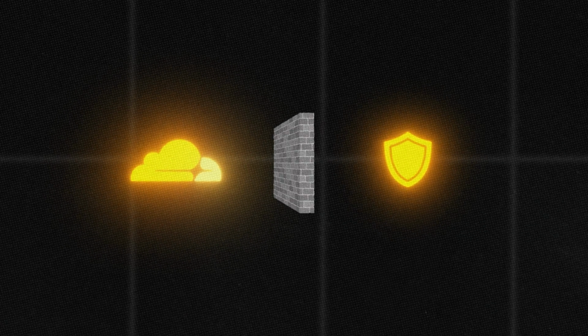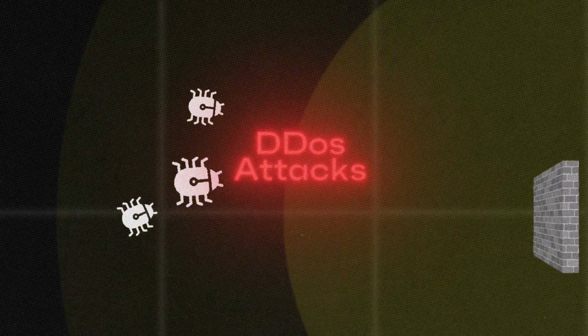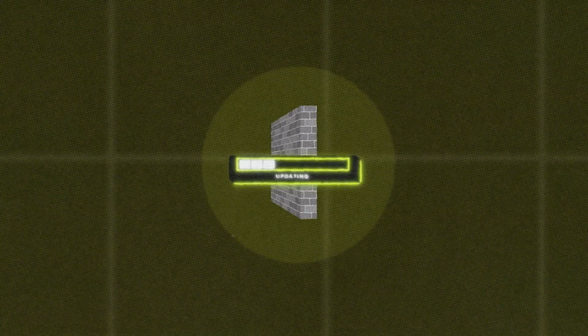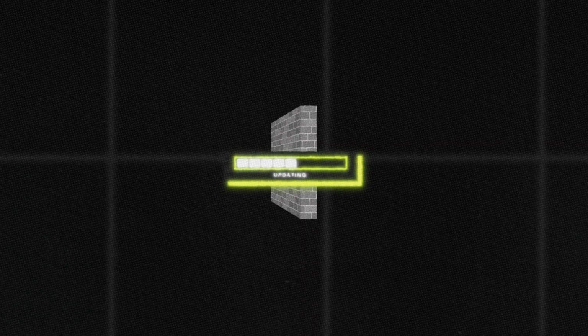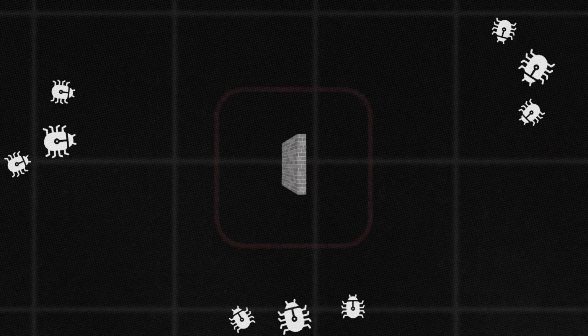So first off, we have traditional firewalls. That'll usually be Cloudflare or another general-purpose web application firewall. They focus mainly on volumetric attacks, so that means DDoS attempts, brute force, and generic injection patterns. Their rules are updated manually or in bulk, which means there's always a lag. And critically, they can't protect against vulnerabilities in your application layer.